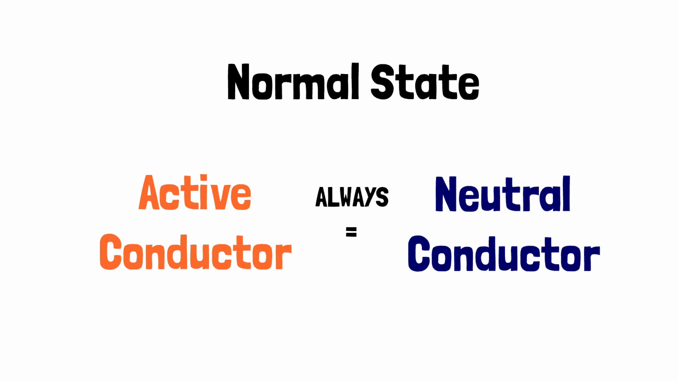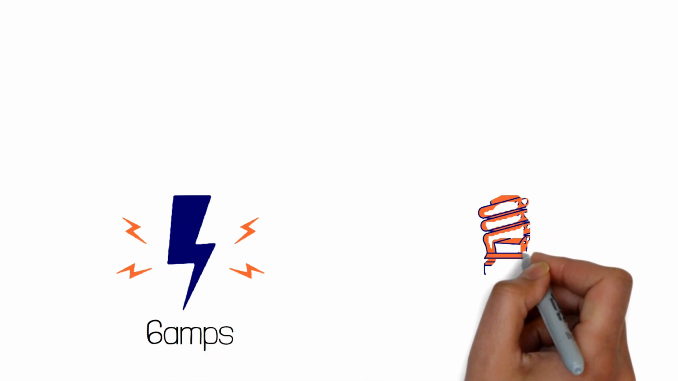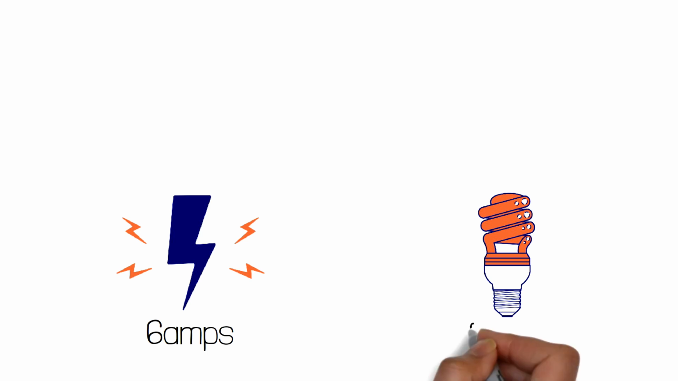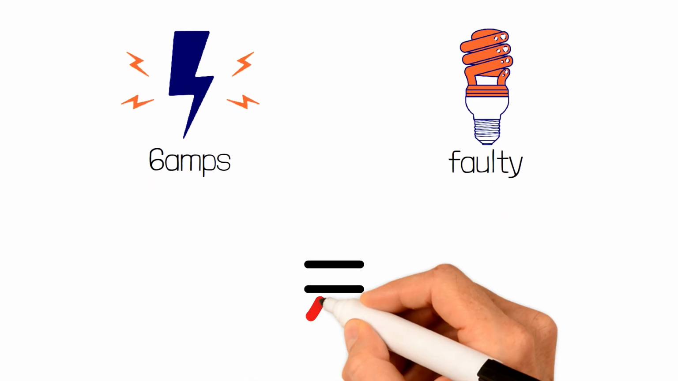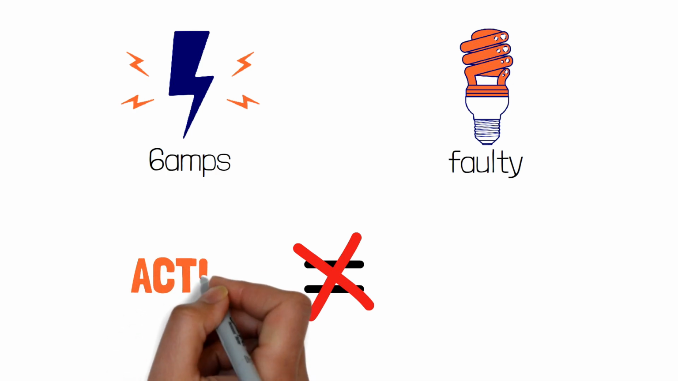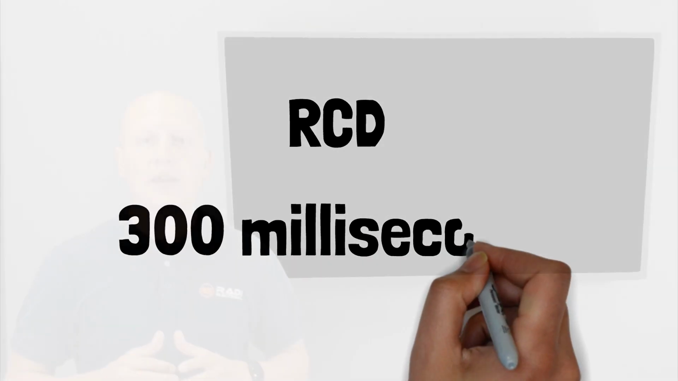Now, let's see what happens in the event of a fault. Let's say we have a circuit that at normal operation has a current flow of 6 amps. But today, one of the light fittings on that circuit has a fault in it, and the cable inside the light fitting has burnt off and is touching the metal frame of the light fitting. So now there will be a difference in current flow between the active conductor and the neutral conductor. The RCD will within 300 milliseconds detect this and trip out the circuit. So that is how an RCD works in simple terms.